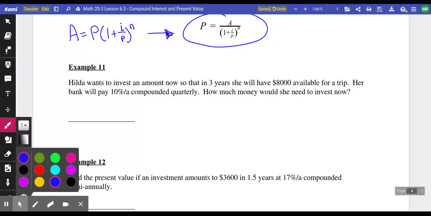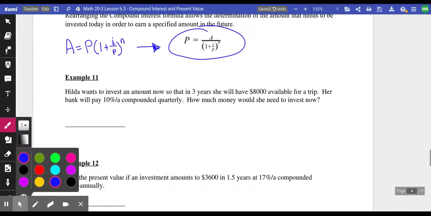Example 11 says Hilda wants to invest an amount now so that in 3 years she'll have $8,000 available for her trip. Her bank will pay her 10% compounded quarterly. How much money does she need to invest now? That means we want to use this formula instead of our other formula. So we want to use P equals A divided by (1 plus i over p) to the power of n.